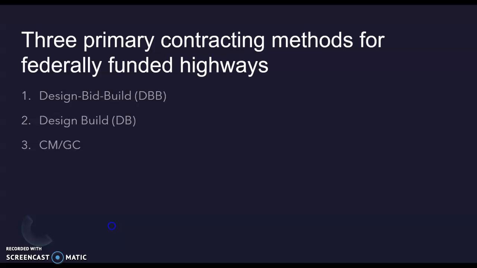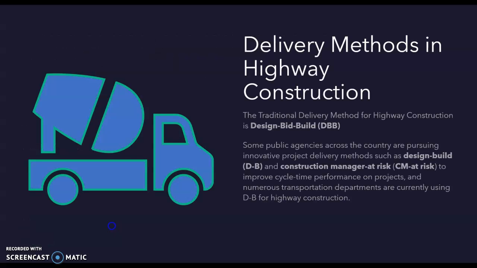And there are 3 primary contracting methods for federally funded highways, which are design bid build, design build, and CMGC. Delivery methods in highway construction. The traditional delivery method for highway construction is design bid build. Some public agencies across the country are pursuing innovative project delivery methods such as design build and construction manager at risk. To improve cycle time performance on projects, numerous transportation departments are currently using design build for highway construction.